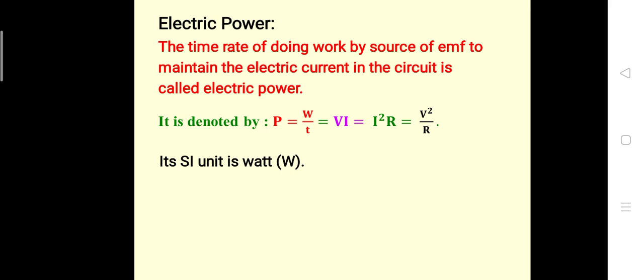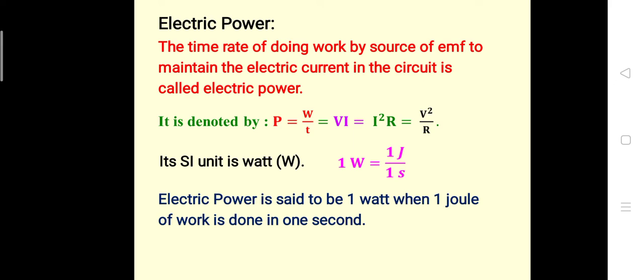1 watt is equal to 1 joule upon 1 second. So you can define electric power is said to be 1 watt if 1 joule of work is done in 1 second. This is the definition of 1 watt. Electric power will be equal to 1 watt when work done is equal to 1 joule and time is 1 second.